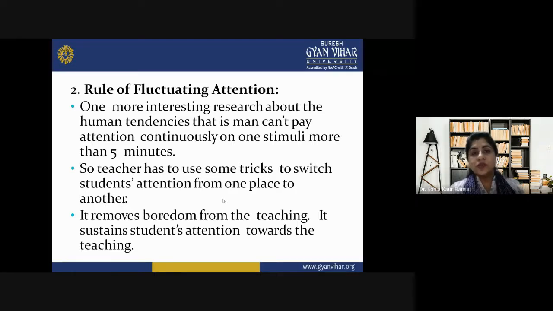Just remember, in very small students' classes, primary or pre-primary classes, the teacher works so hard to maintain those students' interest, which is actually helpful for them to learn the concept. So it removes boredom from the teaching, it sustains students' attention towards the teaching.